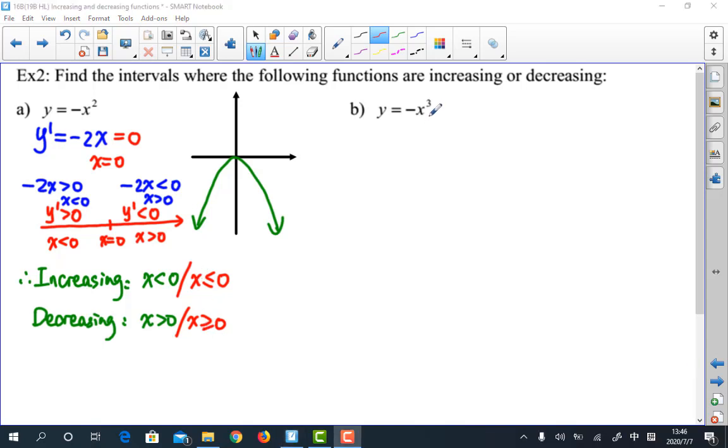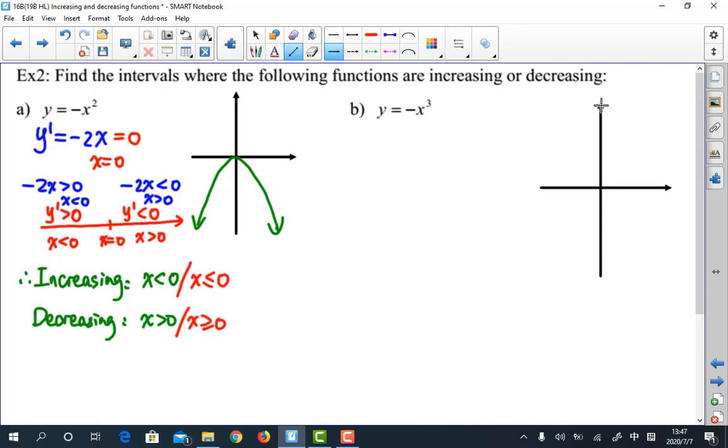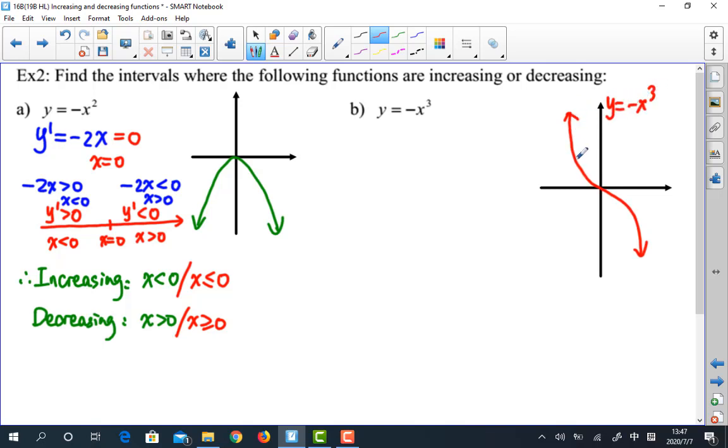Let's use the algebraic way to determine the increasing or decreasing interval for the second function in B without graphing it. Some of the SL students may not be familiar with this function, but HL students should know this function. This function, y equals negative x cubed, should look like this one. You will see this entire function is decreasing on its domain, x is all real numbers. So this is a monotone decreasing.